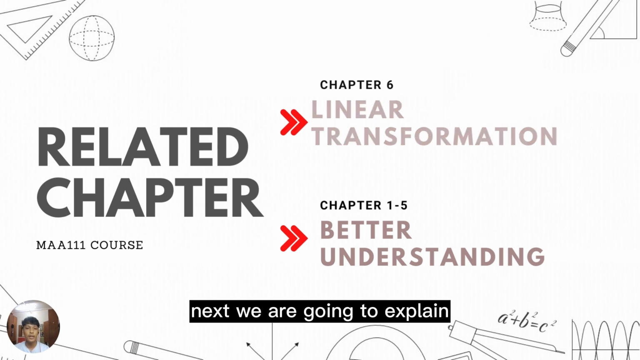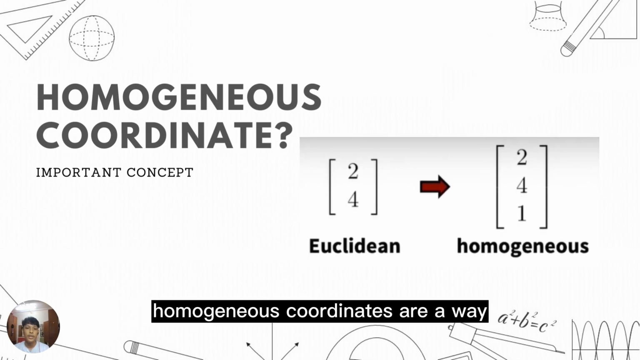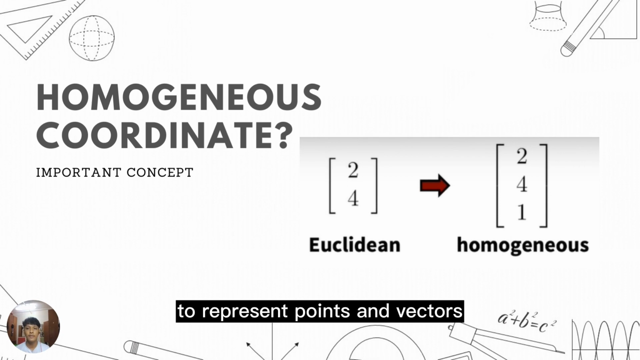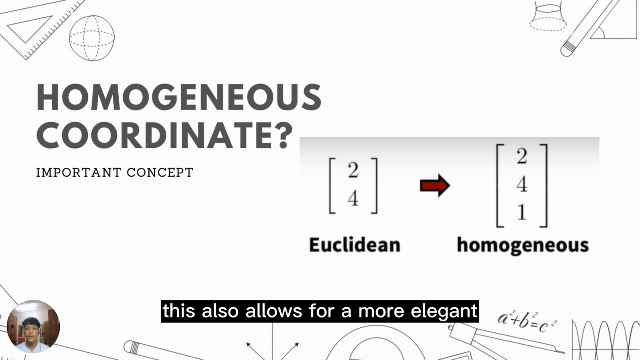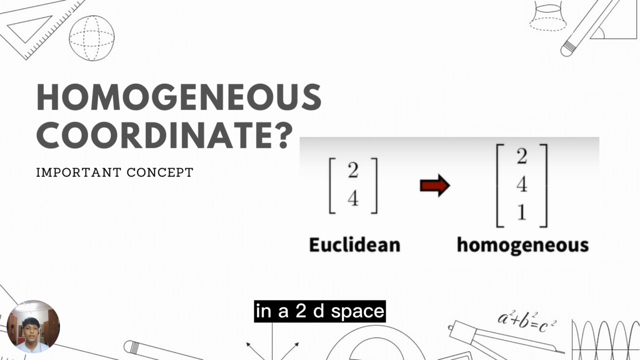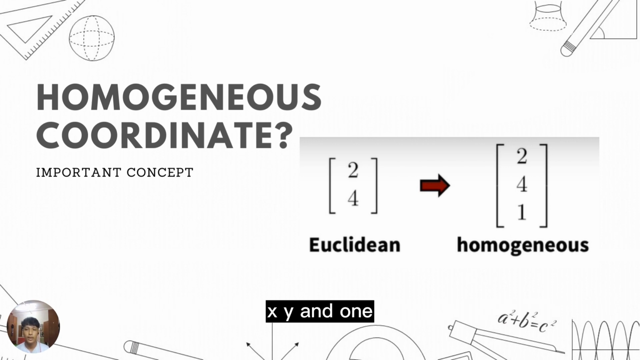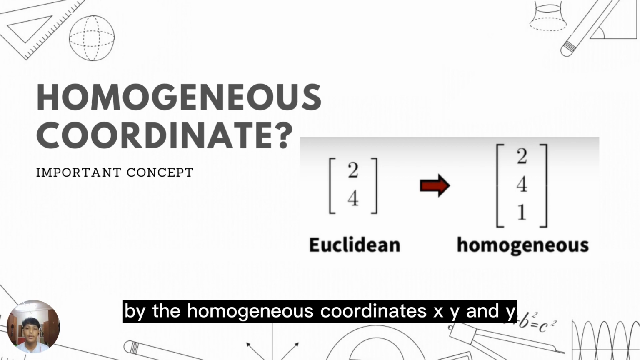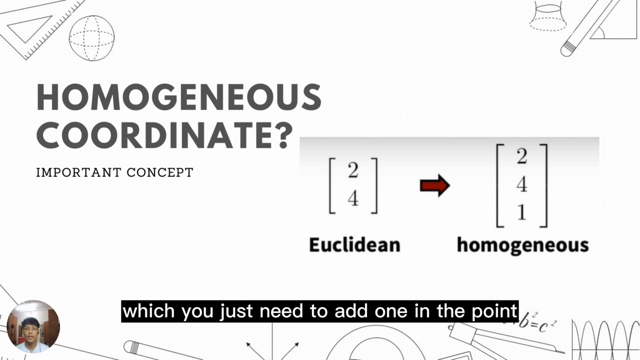Next, we are going to explain what a homogeneous coordinate is, as it is an important aspect of this field. Homogeneous coordinates are a way to represent points and vectors in a multi-dimensional space by using a single set of coordinates that have a fixed ratio. This also allows for a more elegant and unified mathematical treatment of geometric transformations such as translation, rotation, scaling, and many more. In a 2D space, a point (x, y) can be represented by the homogeneous coordinate (x, y, 1), while a vector (x, y) can also be represented by the homogeneous coordinates (x, y, 0). In a 3D space, it follows the same rule, where you just need to add 1 for the point.